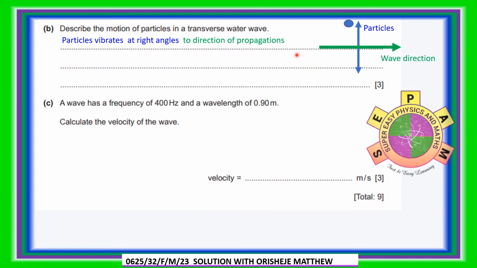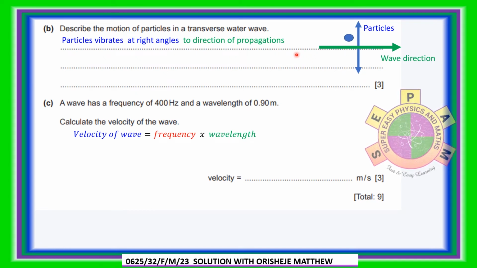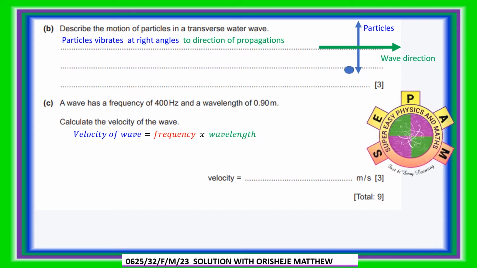Now, a wave has a frequency and a wavelength of 0.9 meter. Calculate the velocity of the wave. Velocity of the wave is frequency multiplied by wavelength. So multiply that out. It's a direct question. That is 360 meters per second.